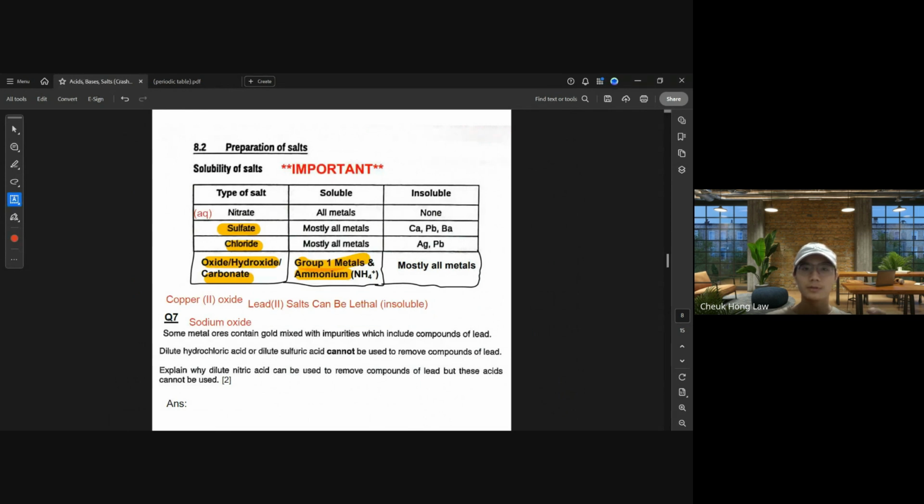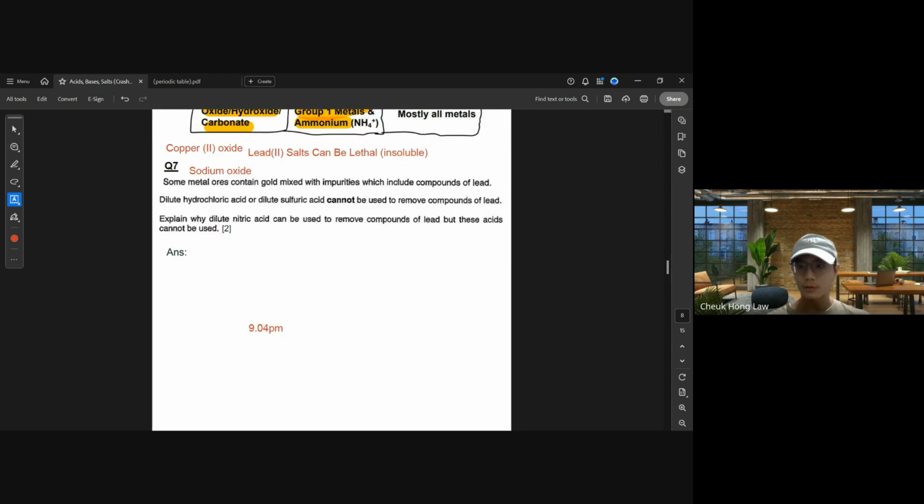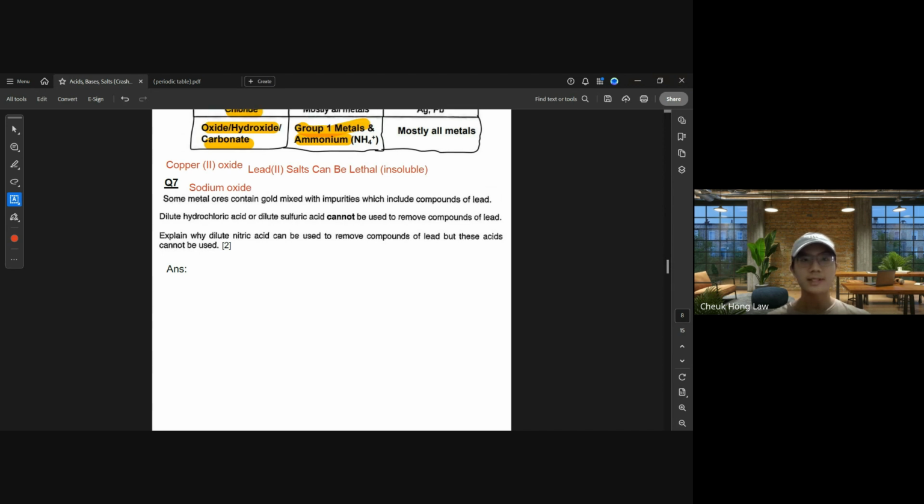So I really encourage you guys to understand this solubility table because it will help you in your other chapters as well, especially writing equations to know whether the state symbol is correct. Okay, I'll go through the question now. Question 7. Some metal ores contain gold mixed with impurities, which include compounds of lead. Dilute hydrochloric acid or dilute sulfuric acid cannot be used to remove these compounds of lead. Explain why we can use dilute nitric acid, but we cannot use the other two acids.